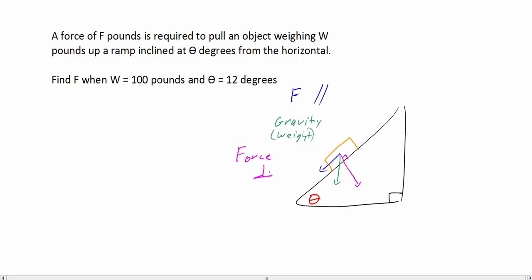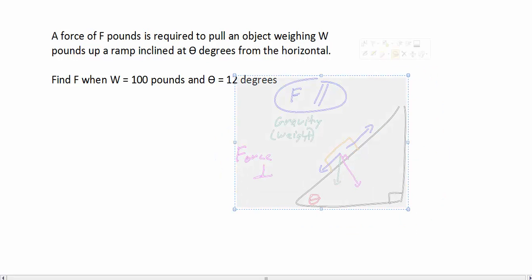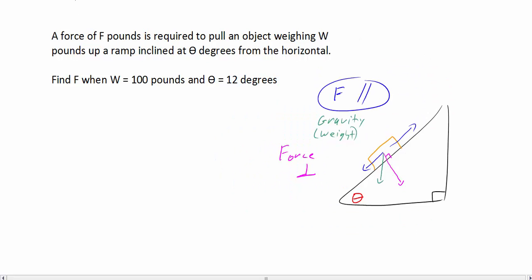Now for this problem, we're actually looking for the force that's required to pull an object up the ramp. So here, that's going to be this force here that's parallel. So we want to know what force is required. We know that there's some amount of force pulling down this object, and what we want to find is the force that we need to pull in this direction in order to pull this object up the ramp. So let me move this over and let's look at what we have.